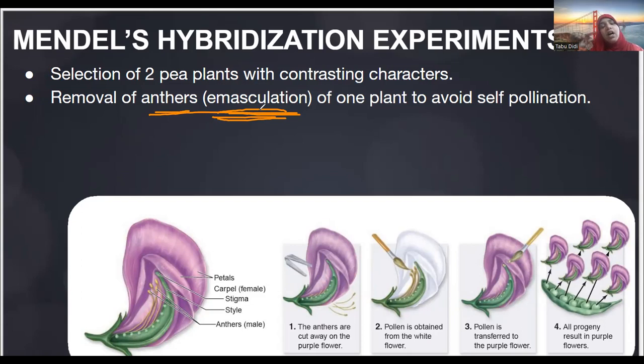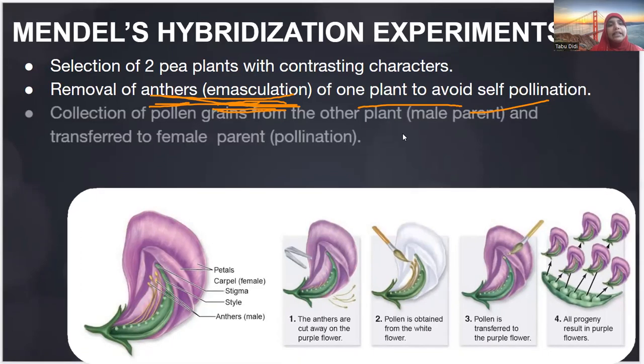So you can dust the pollen grains from the anther of another flower of another plant onto this emasculated flower. So removal of the anther of one plant is to avoid self-pollination, because Mendel wanted different varieties. Then the pollen grains are collected from the other plant, the male parent, and transferred to the female parent. So pollination is carried out. Obviously, this is not natural pollination. This is man-intervened, so this is artificial pollination.